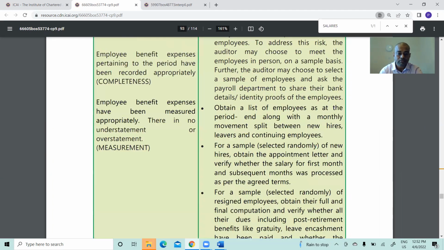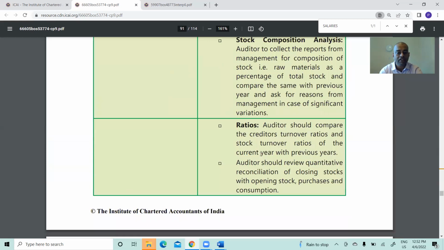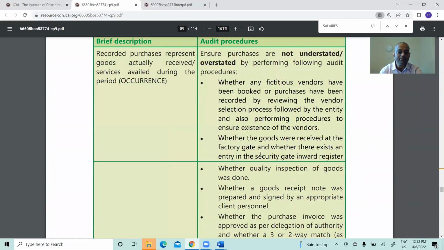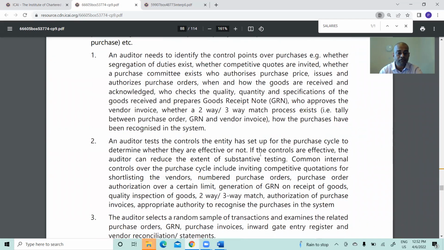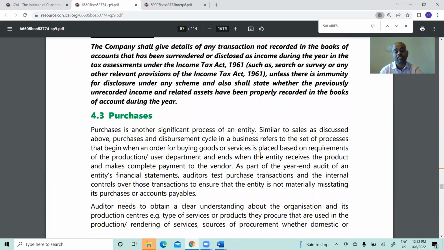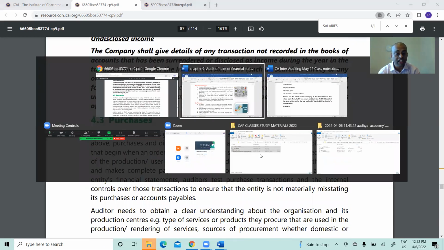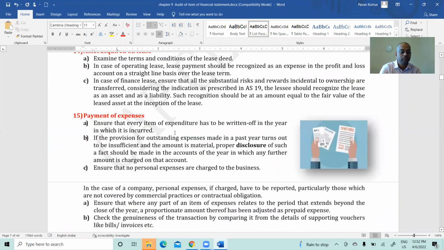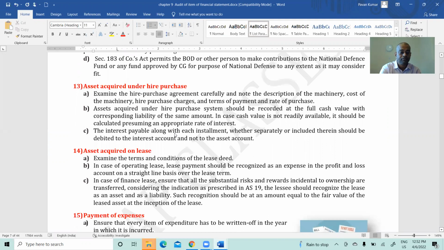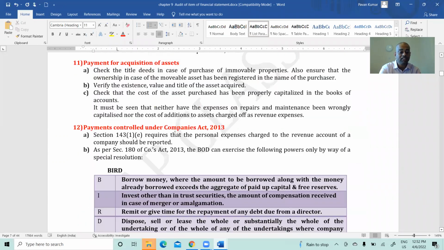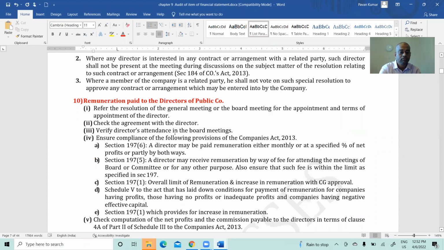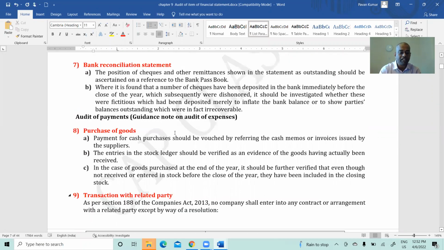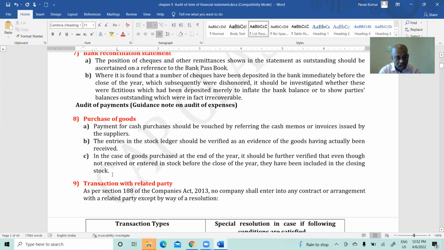Where is salary? They have given employee benefit expenses. What is this? I think this is towards payment of purchases. So now we have seen purchases only here. Where are purchases? Somewhere we studied purchases, no? Cash purchases. This is purchase of goods. This is what I have given.